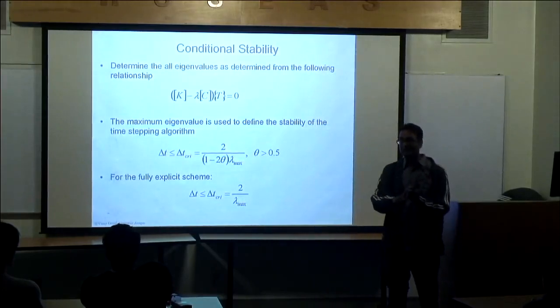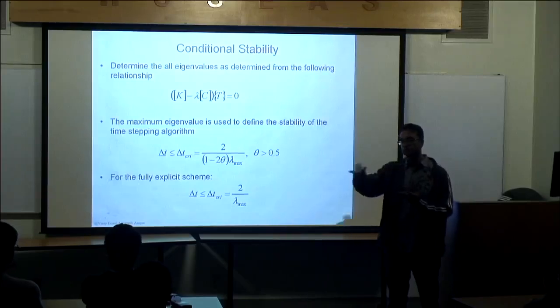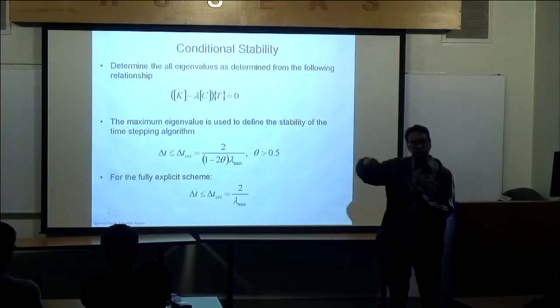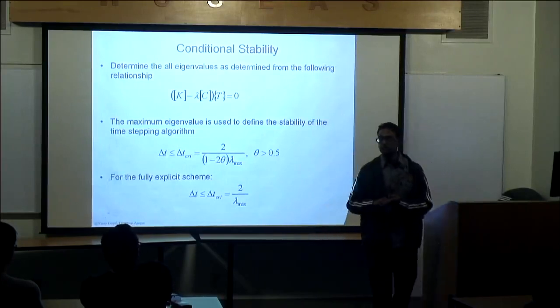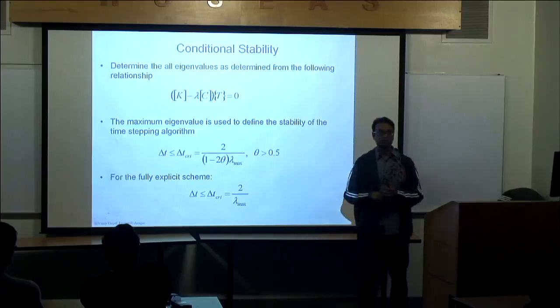For the implicit scheme and the central difference scheme, those two are unconditionally stable. Doesn't matter what, they're going to be stable from that perspective. There could be an error, but they'll be stable, is what's important in that sentence.